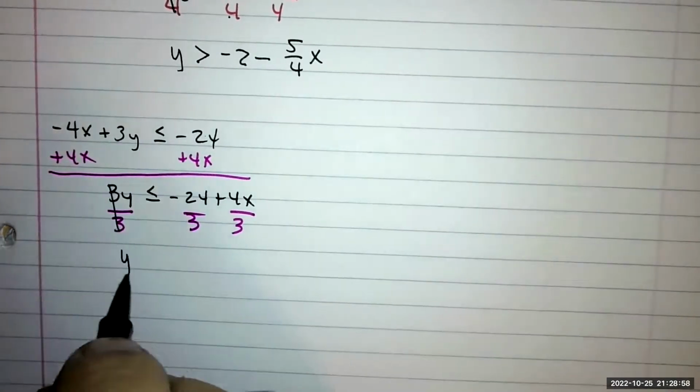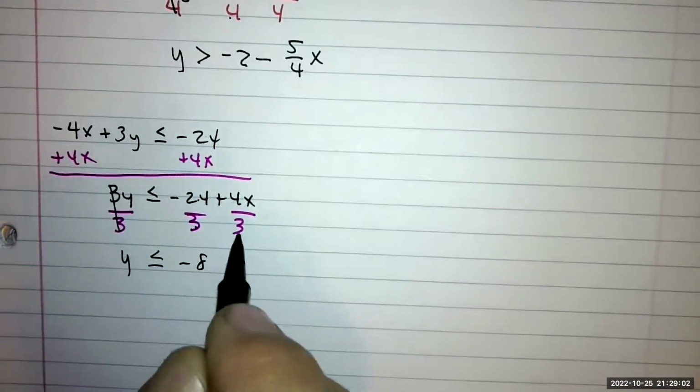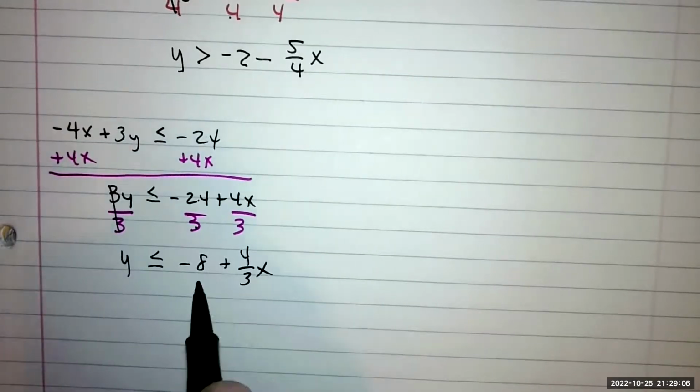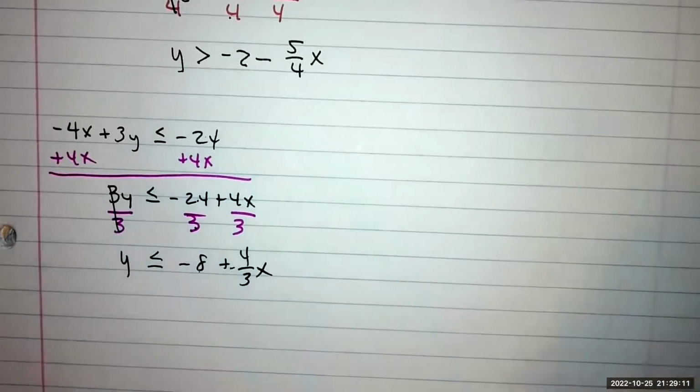So it's going to be y is less than or equal to... 3 goes into 24 8 times, that's a -8. Then we're going to leave that alone. Looks like a +4/3 x. So I'm going to put the y-intercept at -8 and go up 4 over 3. All right, so I'm going to switch back, and you're not going to be able to see this part. You're just going to have to trust me. So we go back here.